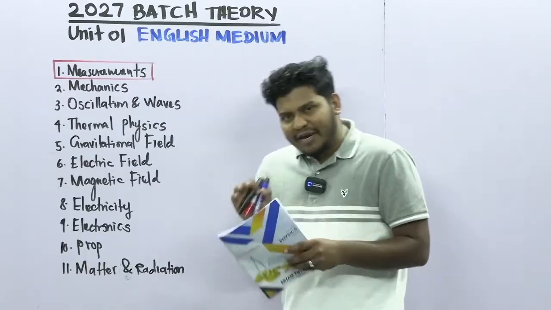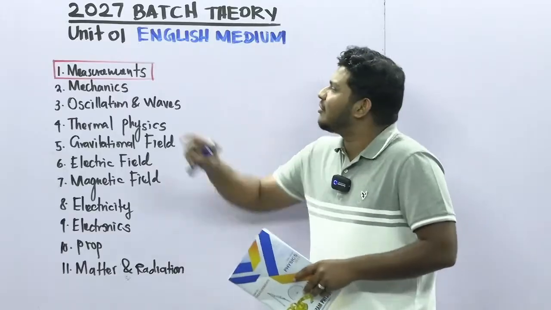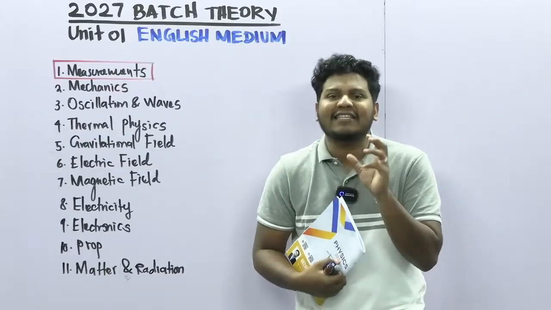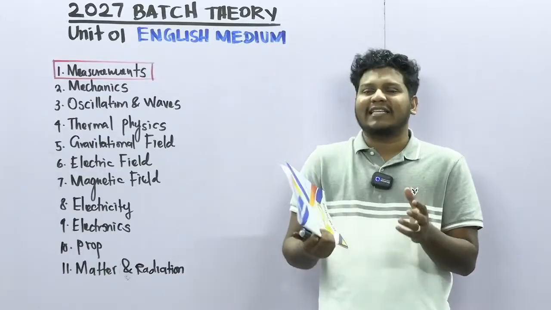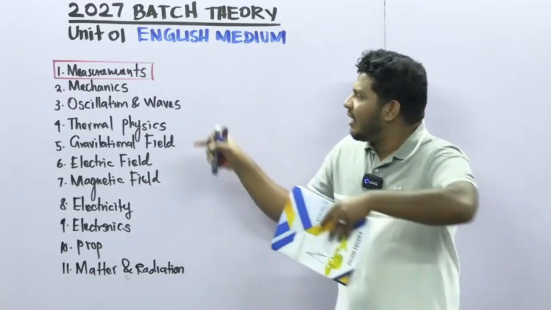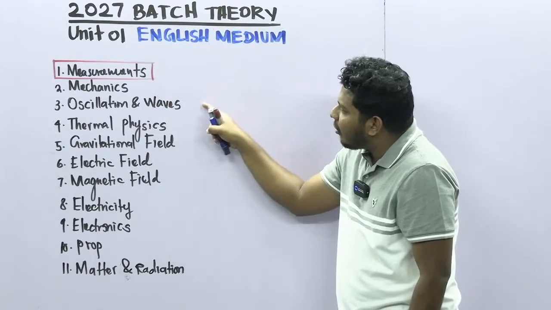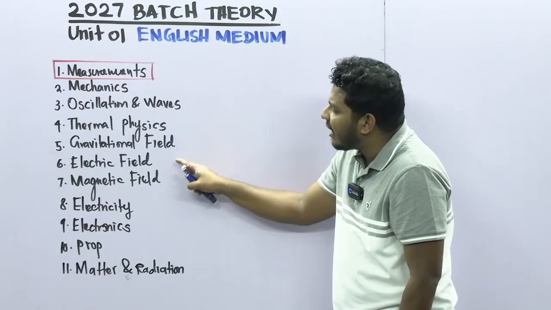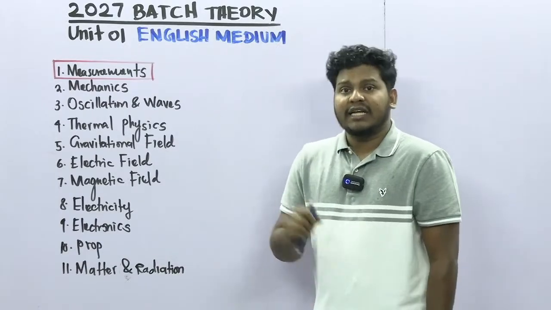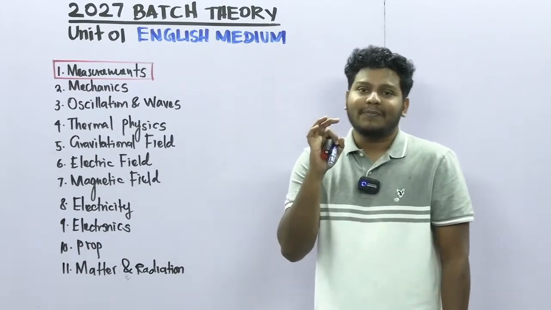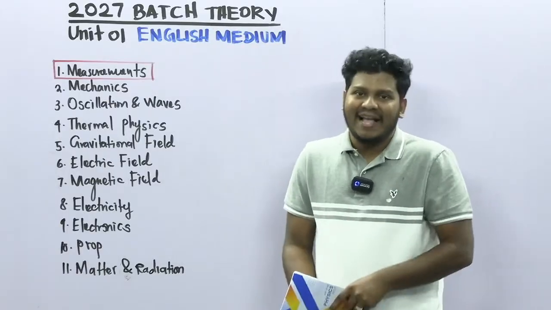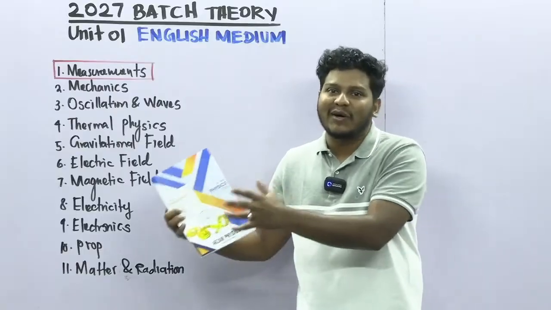So today the unit we are going to start is measurement. First of all, tell me, guys, why are we starting this chapter? What's the reason for starting with measurement? There is a reason, because in all of these units, mechanics, oscillation and waves, thermal physics, gravitational field, electric field, magnetic field, electricity, electronics, properties of matter, we are going to study different kinds of physical quantities. I'll tell you what a physical quantity is later.